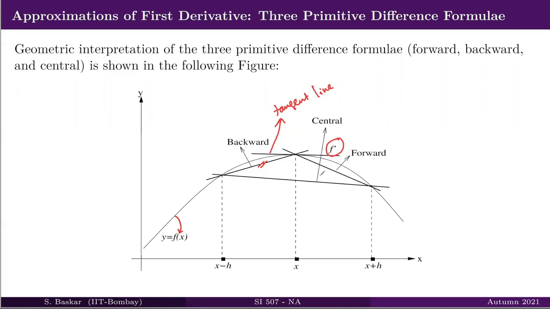In the case of forward difference formula, we are taking the slope of this line, that is the line joining the points x comma f of x and x plus h comma f of x plus h, right? And similarly, the central difference formula is taking the slope of this line, which is the line joining the points x minus h comma f of x minus h and x plus h comma f of x plus h. So that's a very simple geometrical interpretation of these three difference formulas.